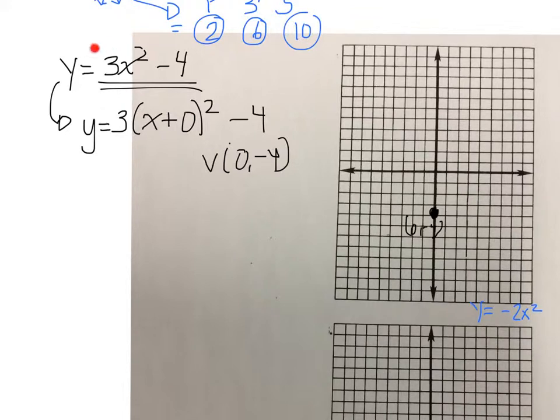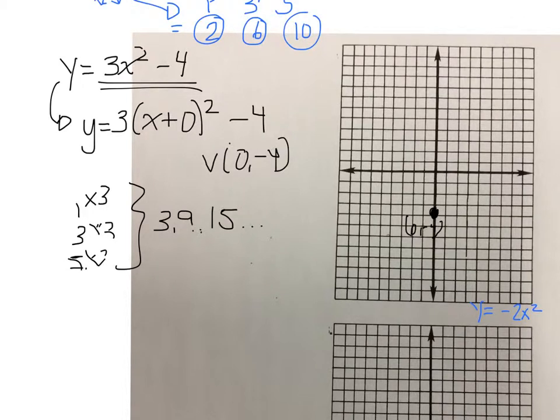I know that because the a value is positive. And the steps are going to be 1, 3, and 5 times the a value of 3. We're tripling our steps. So we're multiplying them by 3 each time. So our steps are going to be 3, 9, 15, etc. So from the vertex, we're going to go over 1, always over by 1, and we're going to go up by 3. So over 1, up by 3, that's our first dot.